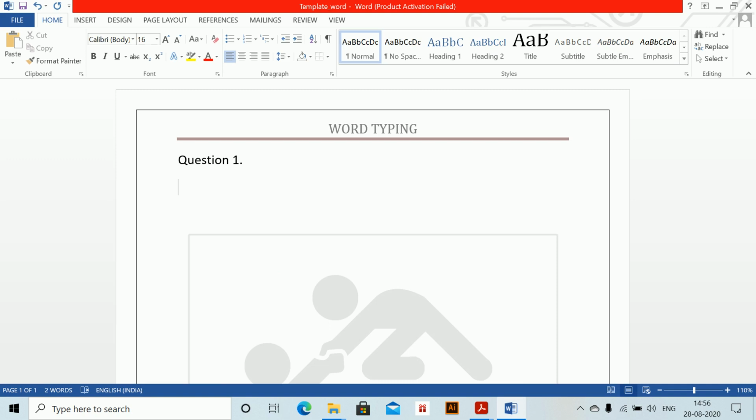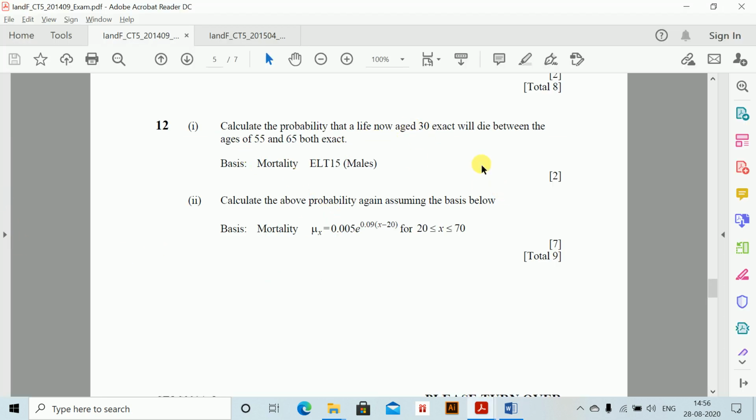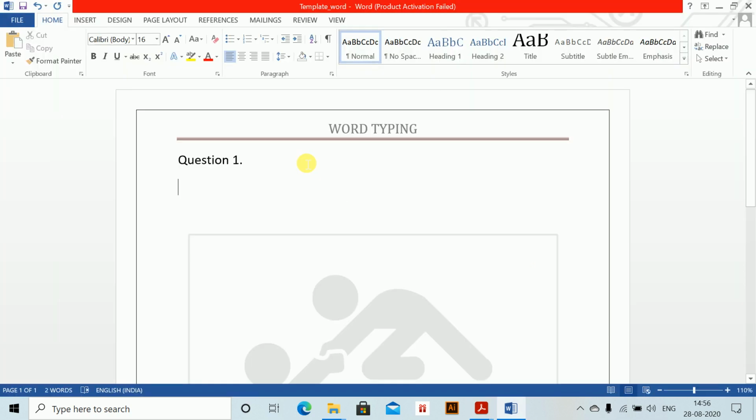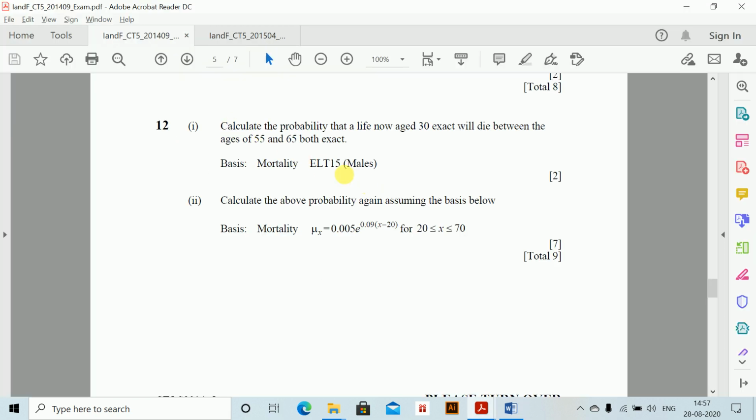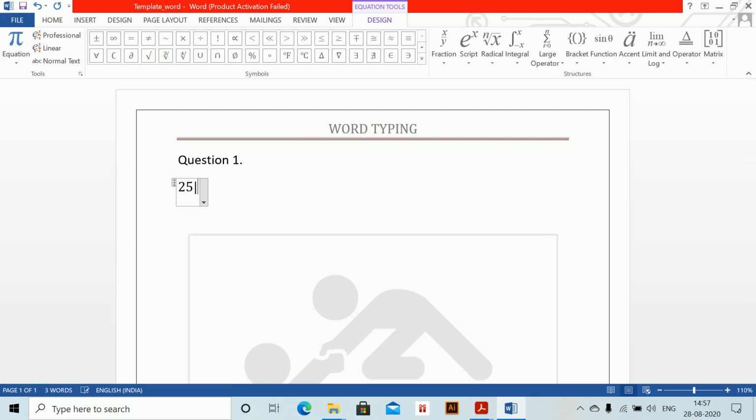We have to take out a deferred probability that a life aged 30 will die between these ages. So 25 deferred, and then we have to write 10q30. My shortcut is Alt Shift H, which inserts the deferred sign. Then nqx, where n here is 10 and x is 30.